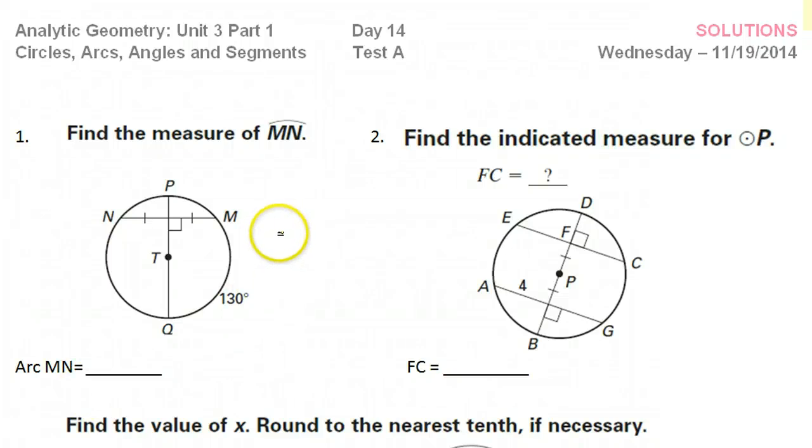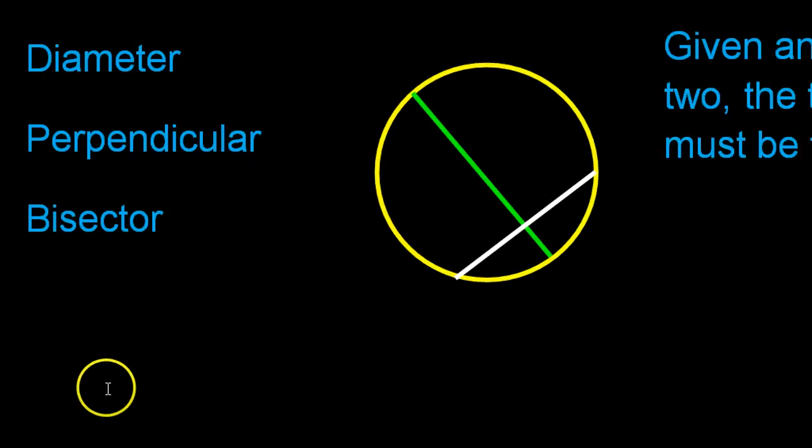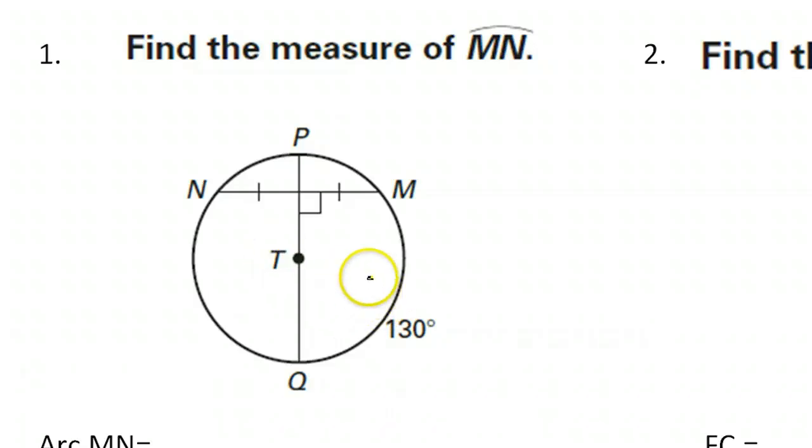Alright, this was a test on a basic circles unit where we learned about circles, arcs, angles, and segments. So let's break it down. If this is a perpendicular bisector, which it obviously is, it's going to bisect the chord and the arc up here as well. So these pieces of the arc are also congruent, so keep that in mind.